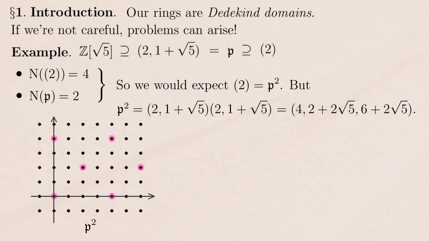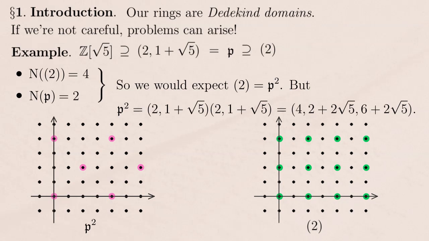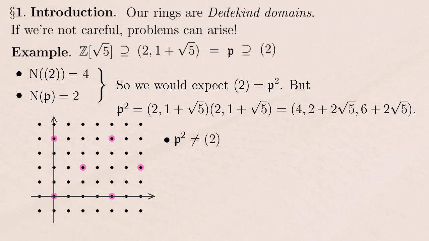But here's where we see that things have gone wrong. Firstly, here's what the ideal 2 looked like. These two clearly aren't equal, so P squared is not equal to 2, and as P squared was our only candidate for a prime factorization of 2, 2 must not have a prime factorization at all. This also has all kinds of knock-on effects. For example, the norm of P squared is actually 8, so the norm is no longer multiplicative.